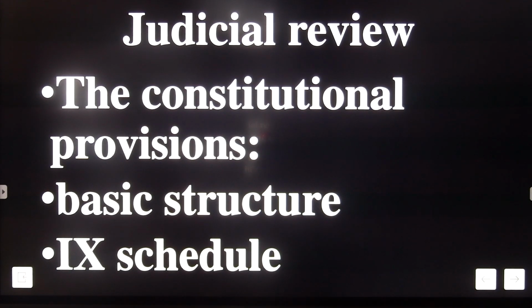Article 227 grants the High Courts the power of superintendence over all courts and tribunals within their respective territorial jurisdictions except military courts or tribunals. Article 245 deals with the territorial extent of laws made by Parliament and by the legislatures of states. Article 246 deals with the subject matter of laws made by the Parliament and the legislatures of the states, that is the Union list, State list and Concurrent list.